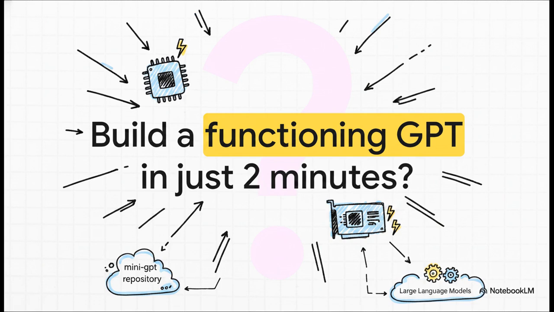Can you really build a functioning GPT in just 2 minutes? The answer is a resounding yes. One of the most incredible aspects of this mini-GPT repository is just its sheer accessibility. We aren't talking about weeks of processing time here. This entire model trains in just 2 to 4 minutes on a standard CPU. And hey, if you happen to have a GPU, you're looking at a training time of under 30 seconds. It's an incredibly rapid-fire entry point into the world of large language models.